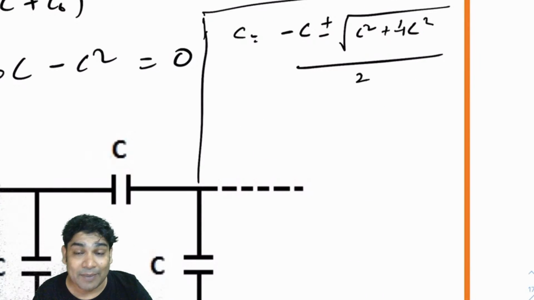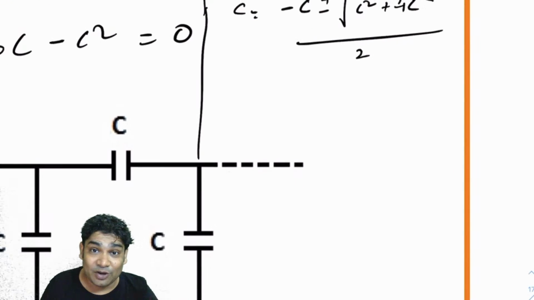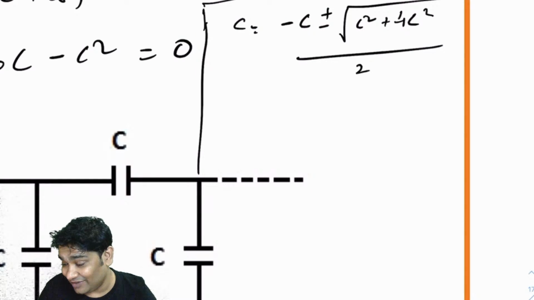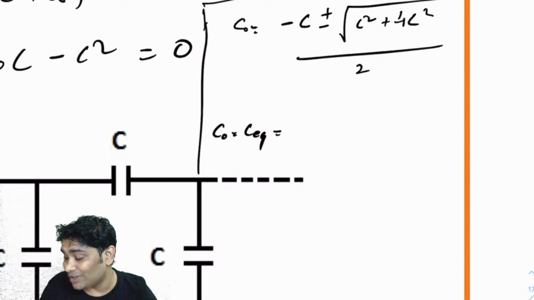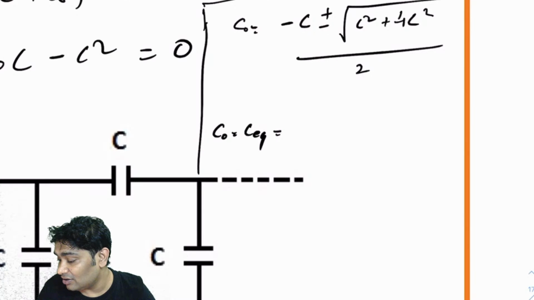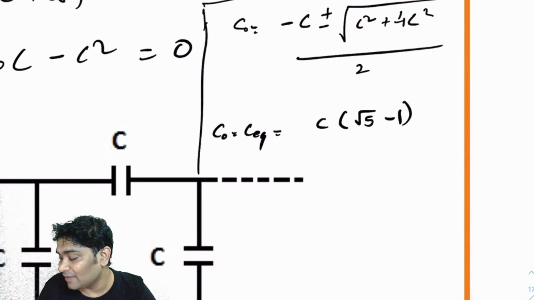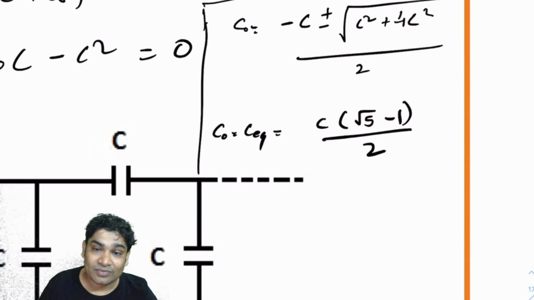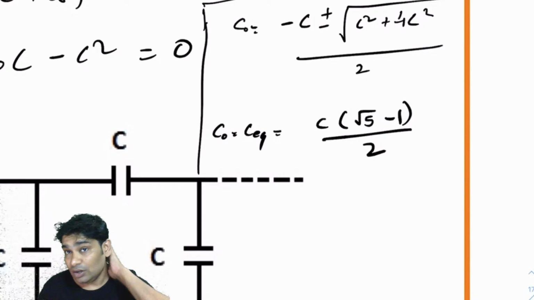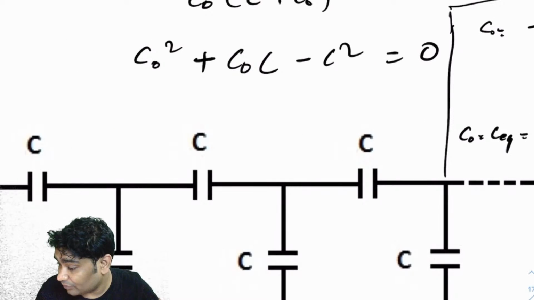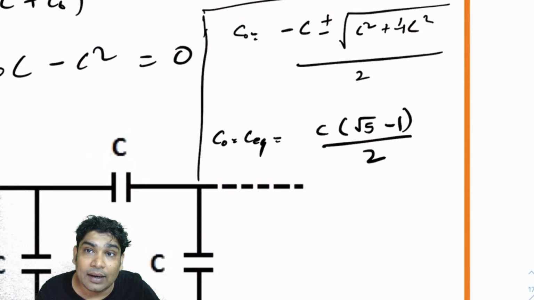Now remember one thing, the capacitance can never be negative. It's a positive quantity always. So I will ignore the minus sign and I will have this C naught. So C naught equals C equivalent, which is, take C common, root 5 minus 1 over 2. So it is root 5 minus 1, Mahendra, not minus 2.